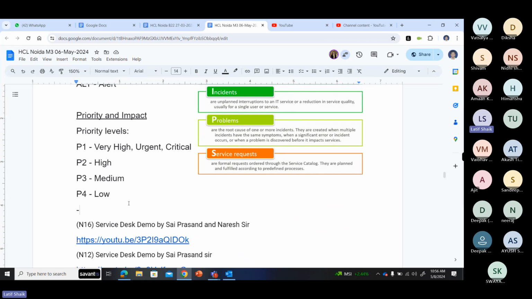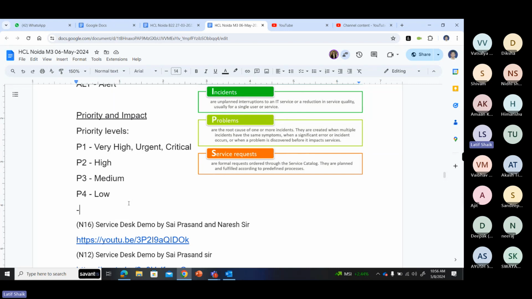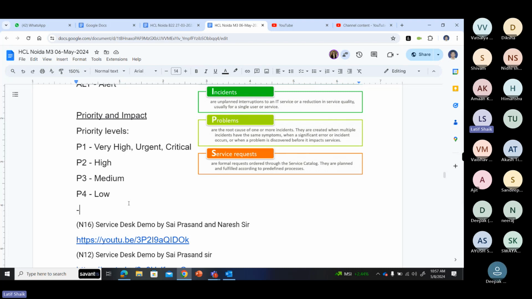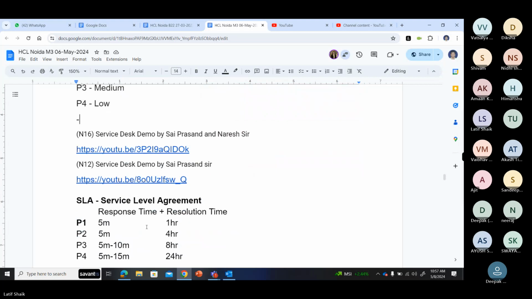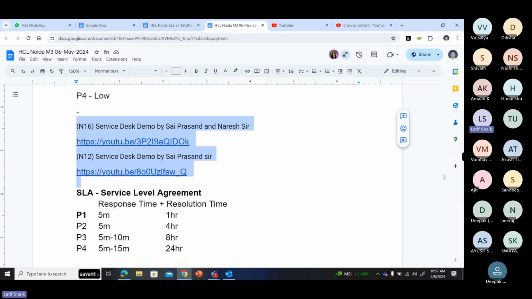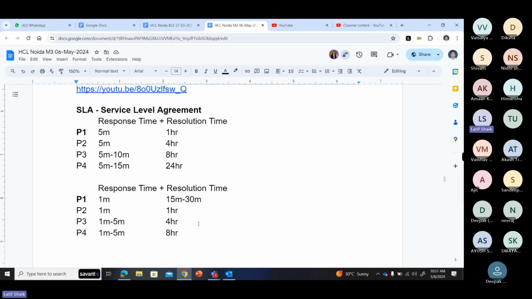And each ticket has a priority level. Mainly incident tickets have priority levels, guys: P1, P2, P3, P4. P4 is a lower priority, P3 is a medium priority, P2 is a higher priority, and P1 is very high, urgent, or critical priority. The priority level names and the number of levels depend upon the organization. I'm telling the generalized part. Already I told you to go through this compulsorily, so you will get it in time. Each priority has a response time and a resolution time. Okay, so you have to respond.